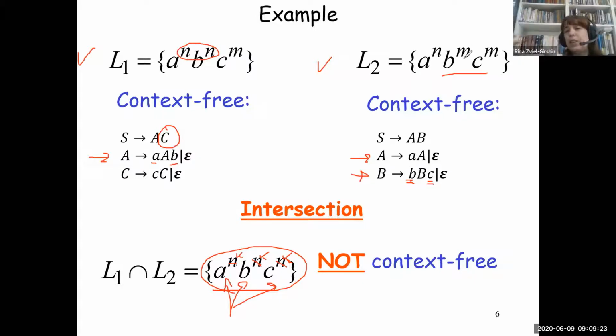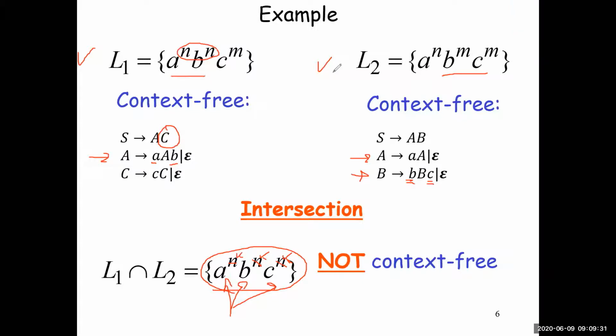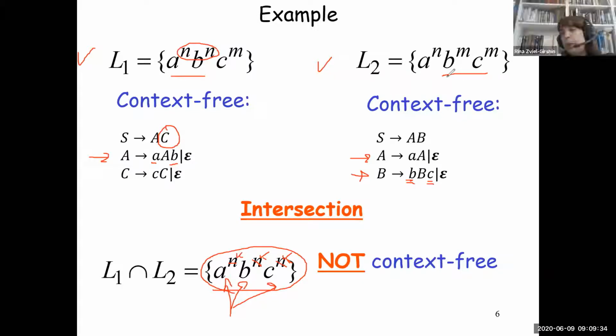But you know that in the intersection, because of the L1 part, the number of A's will be equal to the number of B's. And because of L2, the number of B's will be equal to the number of C's. So basically, you need to show here that the number of A's equals the number of B's equals the number of C's. If you can't decide whether to use N or M, you can choose a different letter. It doesn't matter. You just have to show that it's the same number.